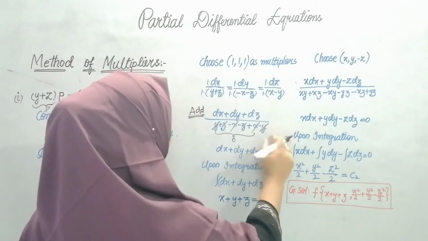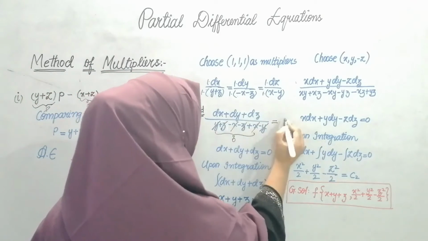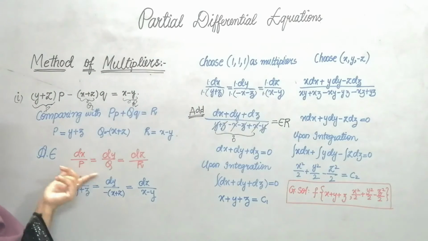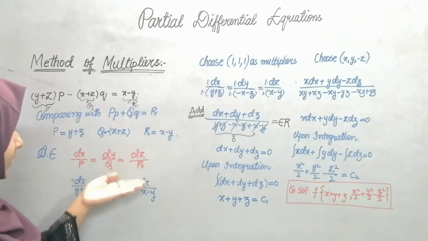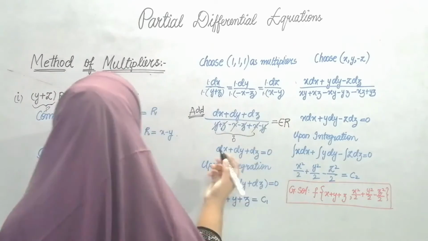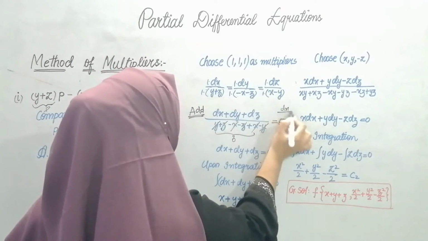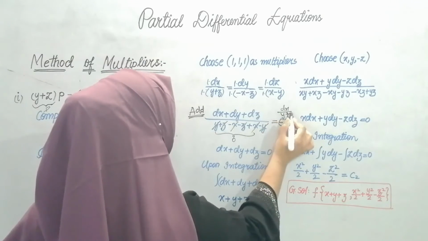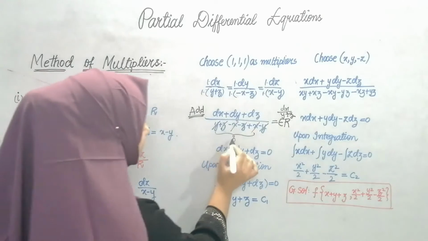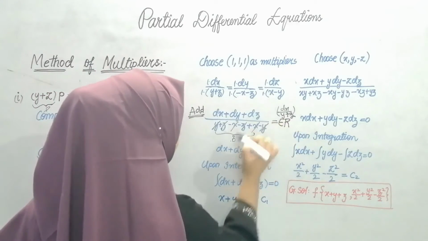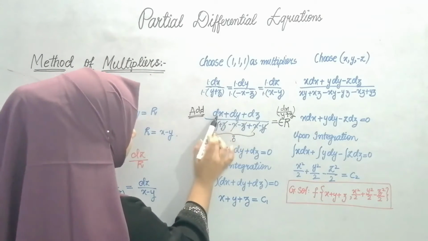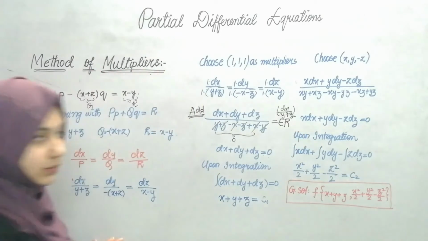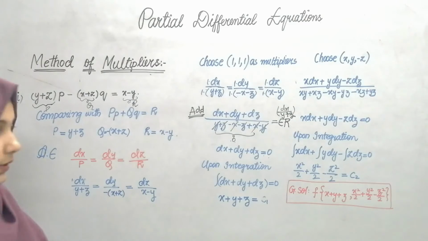Or else you can have each ratio. Any ratio, dx by p or dy by q or dz by r, you can write anything here. Suppose I'm writing dx by (y plus z). Now if I multiply the 0 with this thing, it will be 0. So dx plus dy plus dz is equal to 0. Done? Clear? I think you understood.